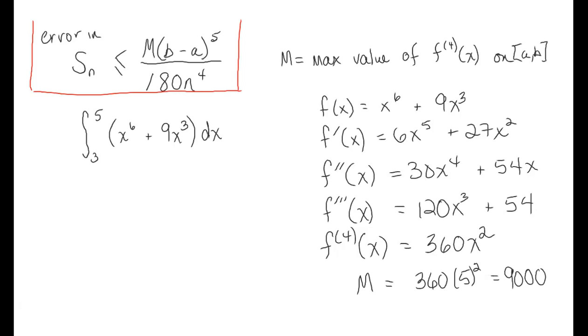Okay, thanks, Erin. So now we've got m, and that means the error using 6 subintervals should be less than or equal to 9,000 times, oops, not 3, undo that, 5 minus 3 to the fifth over 180 times 6 to the fourth power. And so it's just a matter of calculating that. 9,000 times 2 to the fifth divided by 180 times 6 to the fourth. And I get 100 over 81.